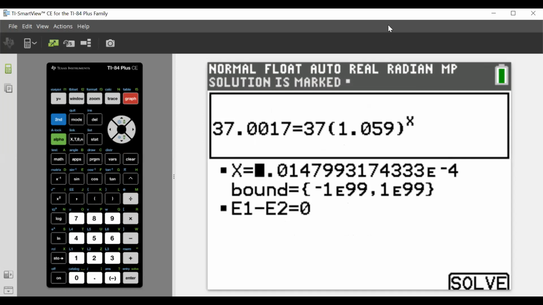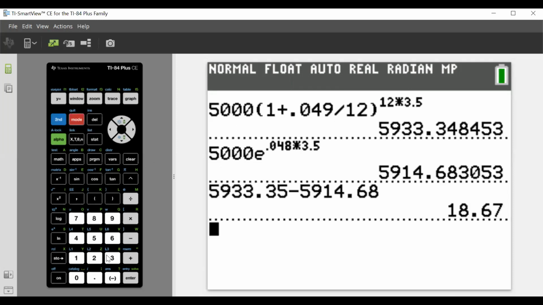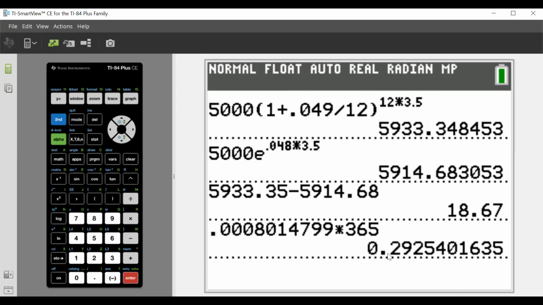So let's go back and think about how many days that is. So that's years. And so what we're going to have to do is multiply that value, 0.0008014799 or something like that, times 365, and we get 0.29 days. In 0.29 days, he makes $1.7 million on interest alone. Okay, so that's pretty mind-boggling.